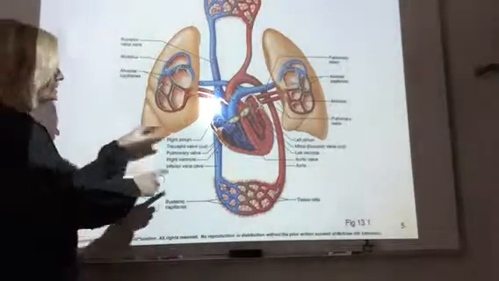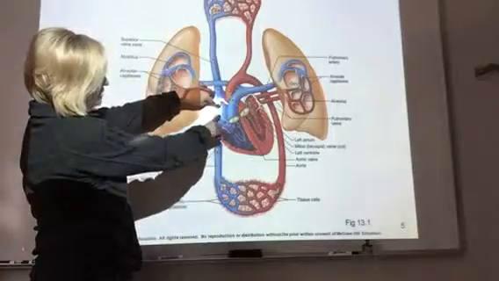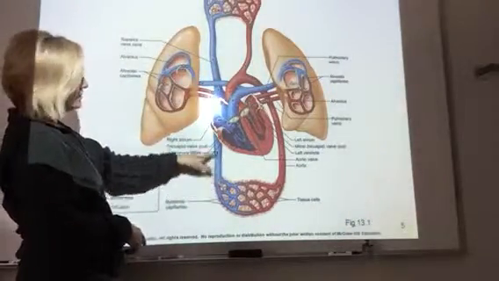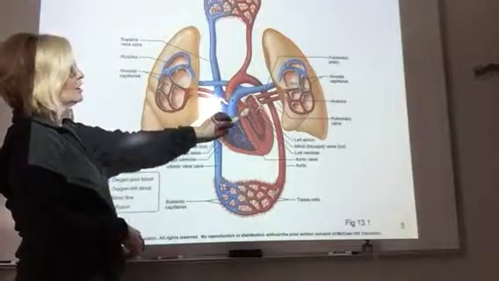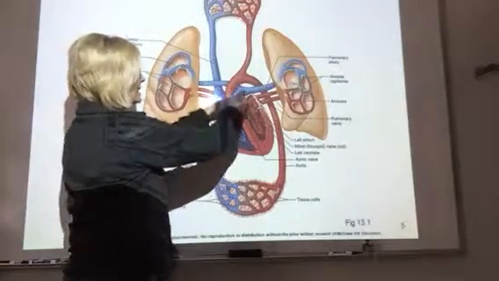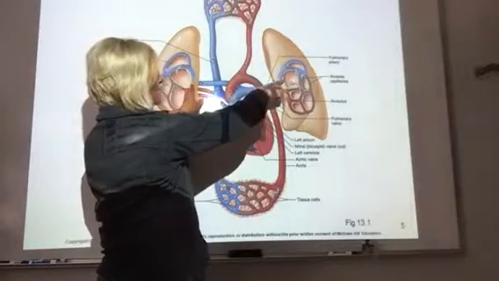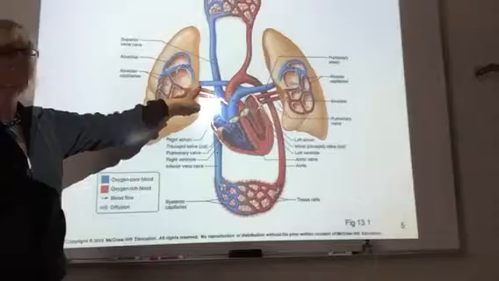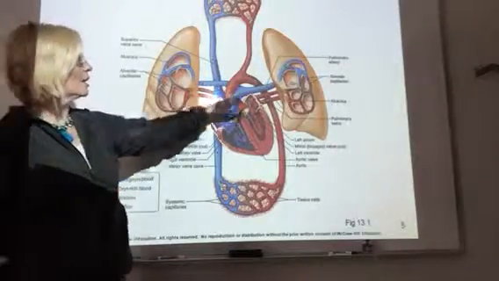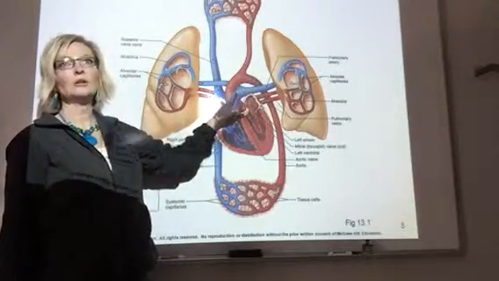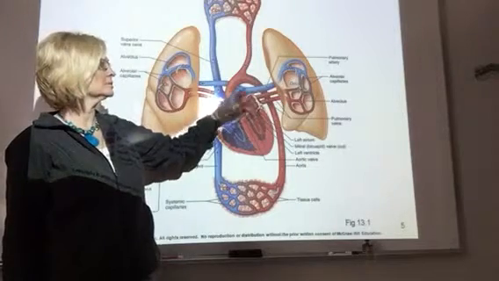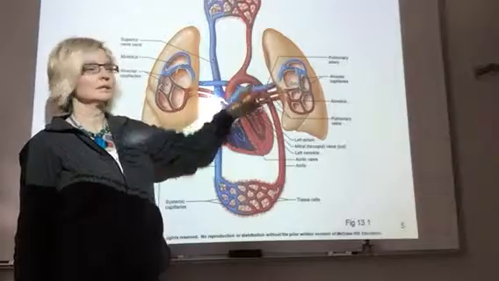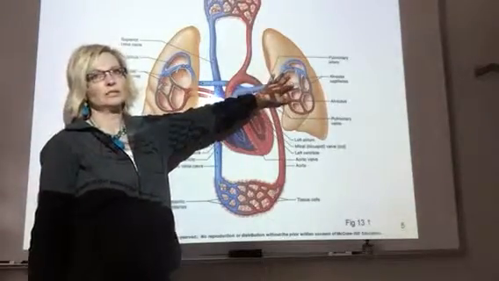So what happens is I have deoxygenated blood, so I've picked up carbon dioxide and waste from my cells, and it brings it to my heart. My heart takes this blood to my lungs. Your pulmonary arteries are blue. The arteries go away from the heart, and these are the only arteries that are blue, the pulmonary, because they're going to the lungs to pick up oxygen.